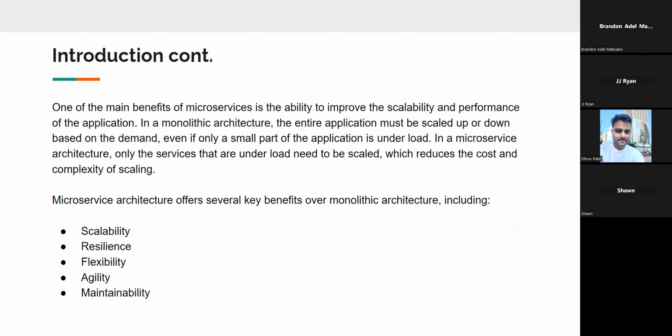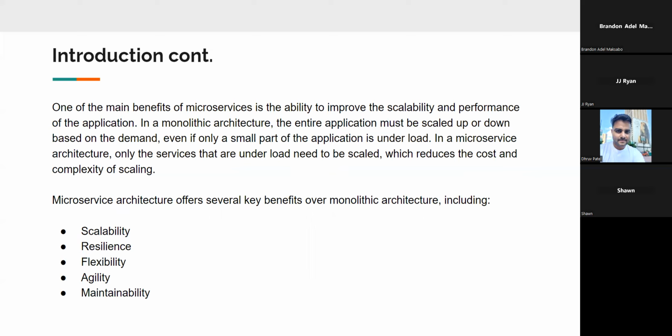One of the main benefits of microservices is the ability to improve scalability and performance of the application. In a monolithic architecture, the entire application must be scaled up or down based on the demand, even if only a small part of the application is under load. In a microservice architecture, only the services that are under load need to be scaled, which reduces the cost and complexity of scaling.